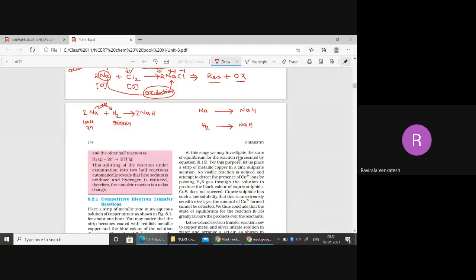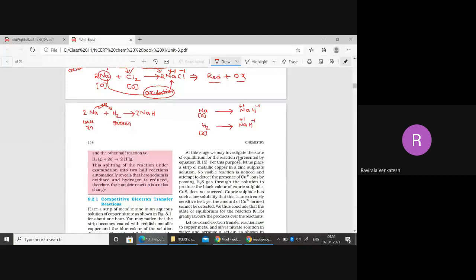Now here the oxidation state of any element will be zero. Here it is losing how many electrons, beta? One. Therefore plus one. Hydrogen is gaining one electron, minus one. Hydrogen again zero oxidation state. Now gaining how many? Again the same thing, minus one. Because one hydrogen gains one electron, two hydrogens gain two electrons.